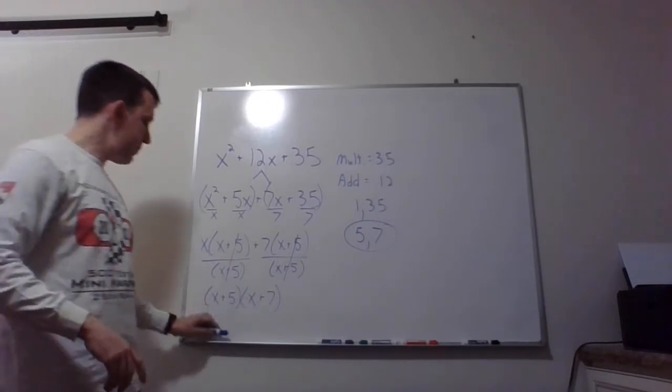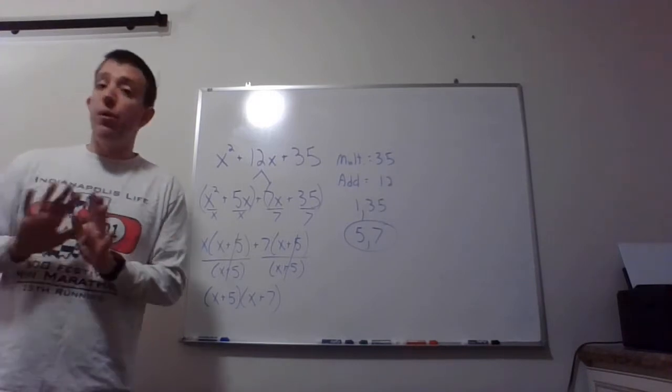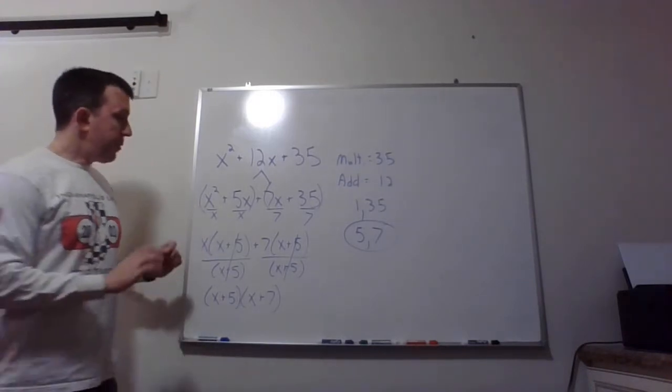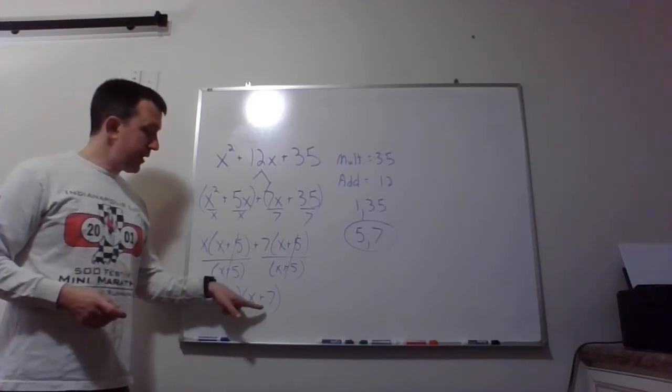And so we end up with this wonderful little multiplication problem. That's actually the answer. You don't multiply back out, you just stop right there. But I want you to notice something. We got x plus 5 and x plus 7.